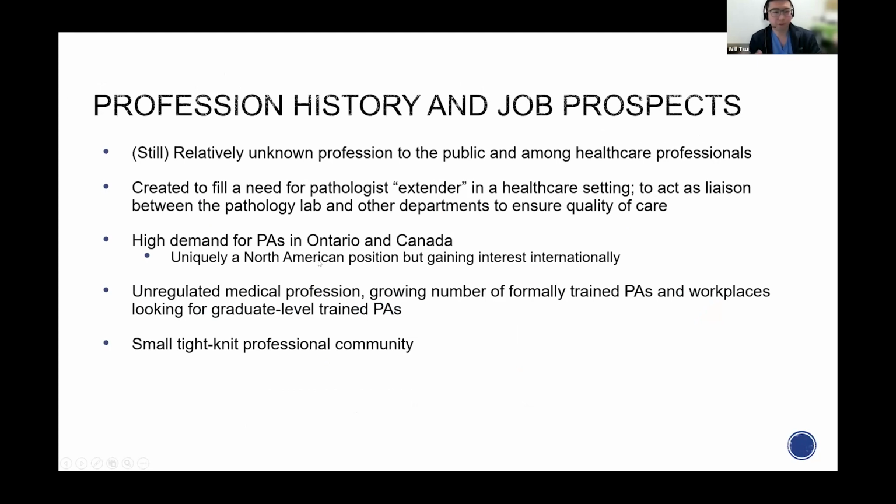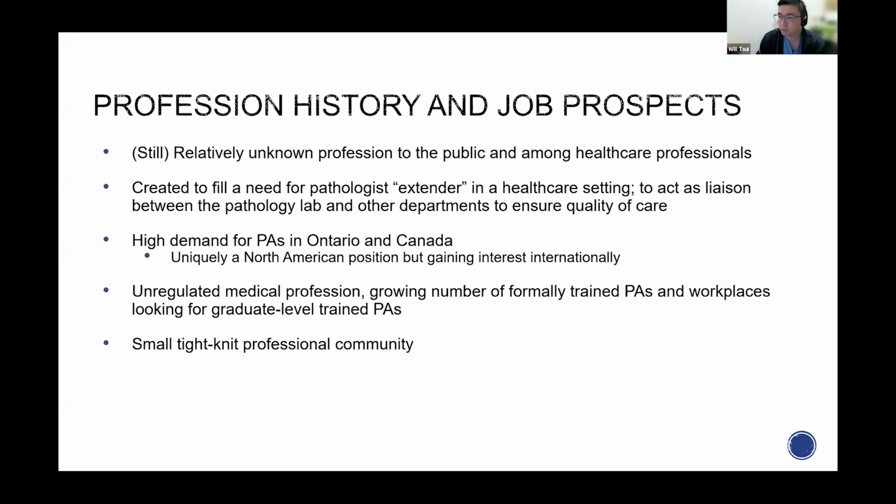The PA profession has been around, especially in the United States, for at least 30 years, but it's still a relatively unknown profession to the public, and even amongst other healthcare professionals. As I mentioned, it was created to fill a unique gap between a medical lab technologist and a pathologist. So we act as a liaison between the pathology lab and other departments.